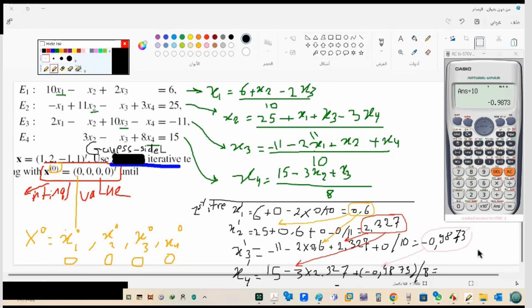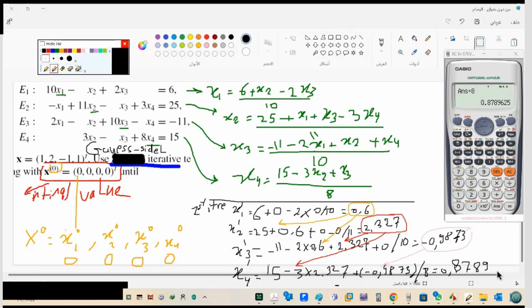09873/8. Calculate together and find the value. It says 15 minus 3, 2 3 7 minus 0.8 7 3 divided by 8. So this is the answer. It is 0.8789. Is it clear for you?